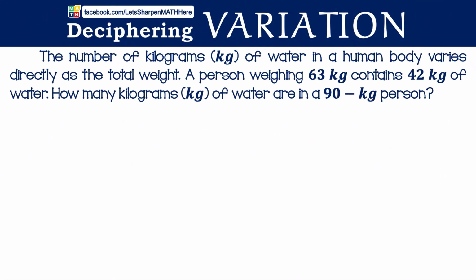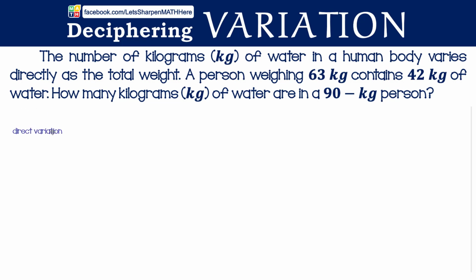The number of kilograms of water in a human body varies directly as the total weight. A person weighing 63 kilograms contains 42 kilograms of water. How many kilograms of water are in a 90 kilogram person?